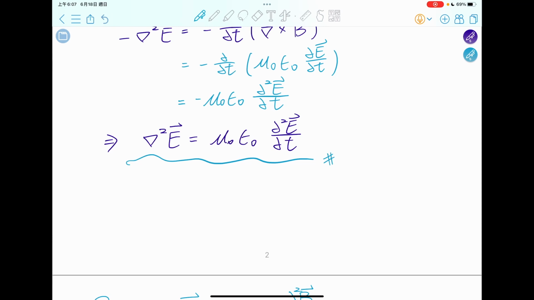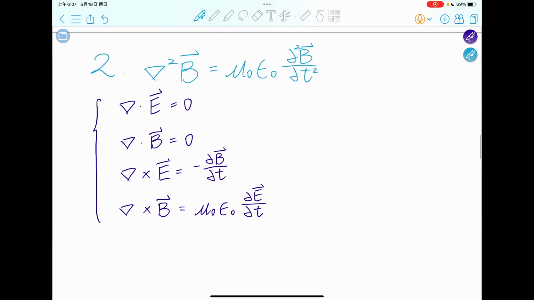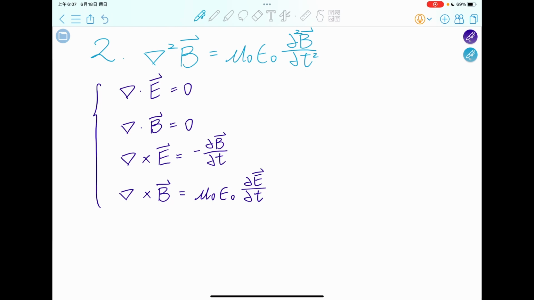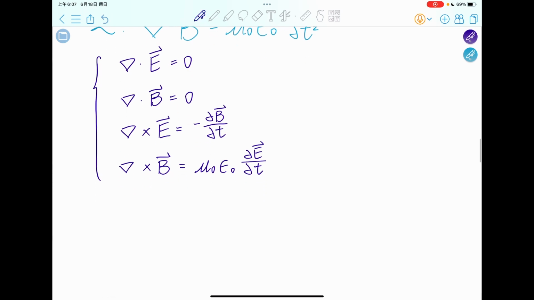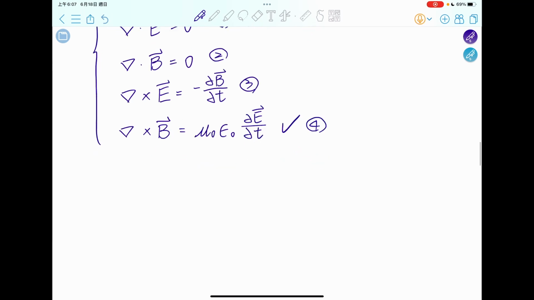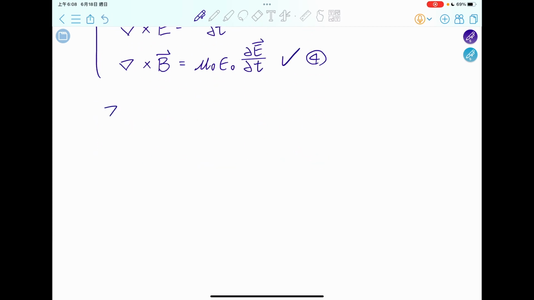So we're done. And then for the second one, we're gonna prove the magnetic field version. So let's take a look at the fourth equation. Similarly, we take the curl of both sides as well. Then we'll get del cross B equals del cross mu naught epsilon naught times partial E partial t.